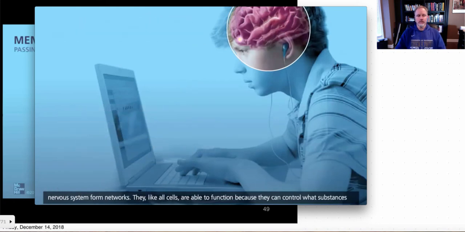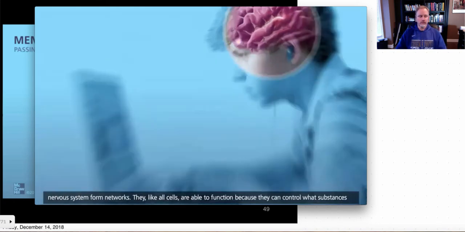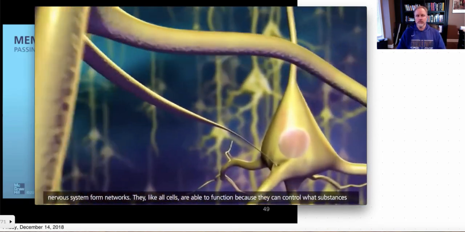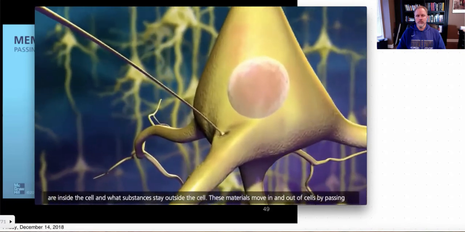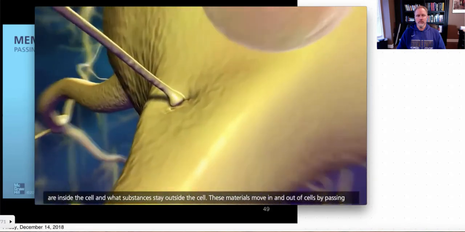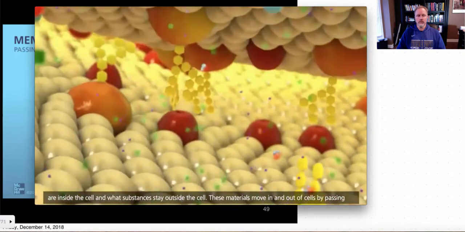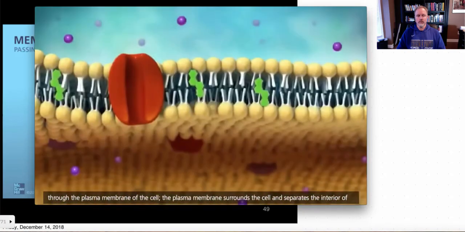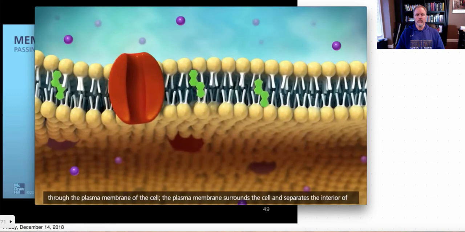The cells of the nervous system form networks. They, like all cells, are able to function because they can control what substances are inside the cell and what substances stay outside the cell. These materials move in and out of cells by passing through the plasma membrane of the cell. The plasma membrane surrounds the cell and separates the interior of the cell from its environment.